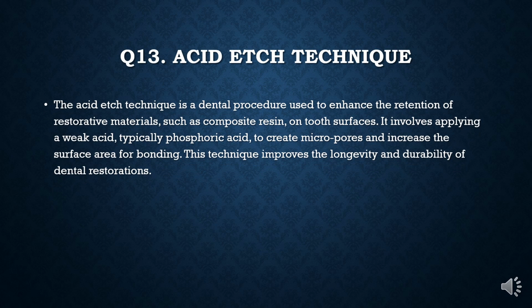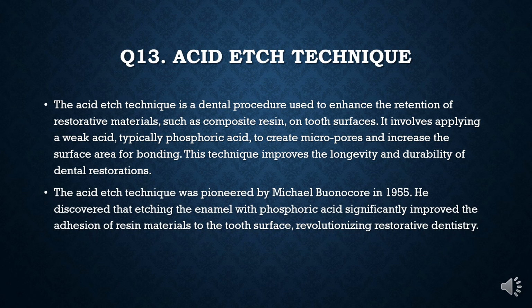The acid etch technique is a dental procedure used to enhance the retention of restorative materials such as composite resin on tooth surfaces. It involves applying a weak acid, typically phosphoric acid, to create micropores and increase the surface area for bonding. This technique improves the longevity and durability of dental restorations.